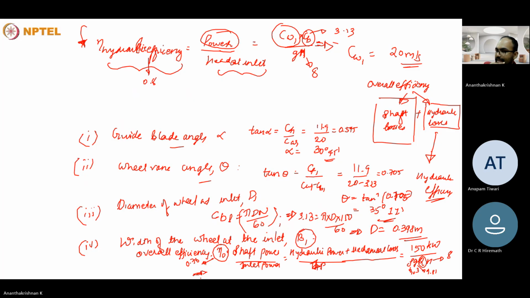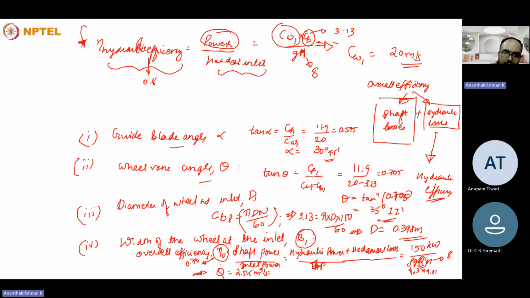So basically overall efficiency is nothing but the hydraulic efficiency multiplied by the mechanical efficiency. The losses associated with the shaft power are also taken into account here. Therefore, Q, the discharge, we can determine as 2.515 meter cube per second.